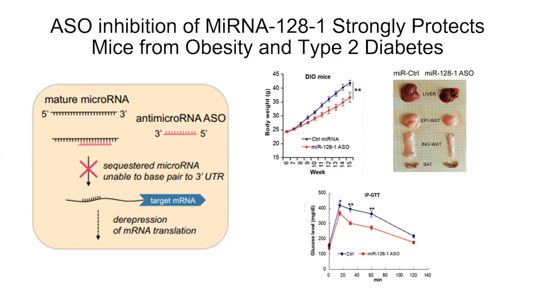We've developed an antisense oligonucleotide, or an ASO, that is a small sequence that is complementary to the mature microRNA sequence, and it binds to it, so then that microRNA cannot go and bind to other mRNAs and cause harmful effects. So essentially, we've developed this drug that can silence this harmful microRNA.